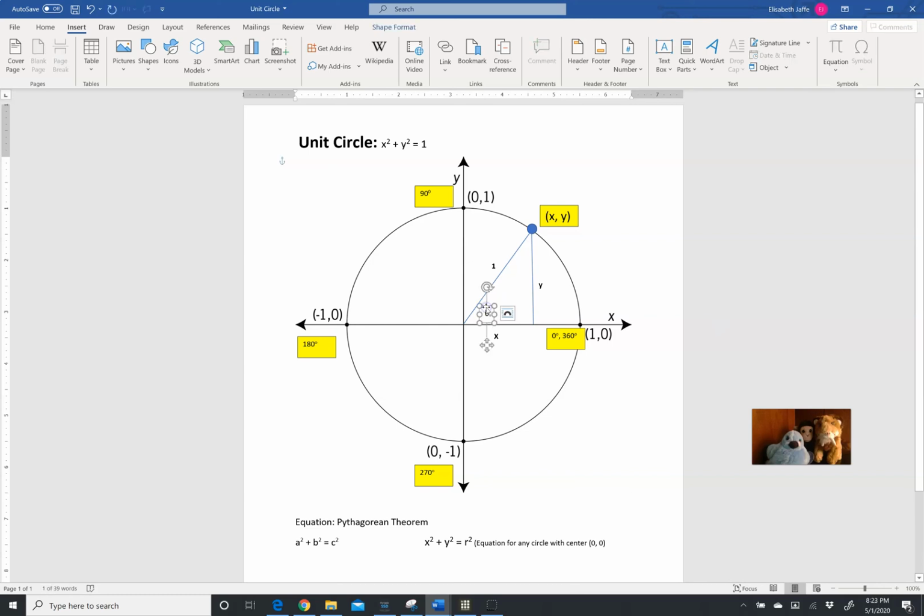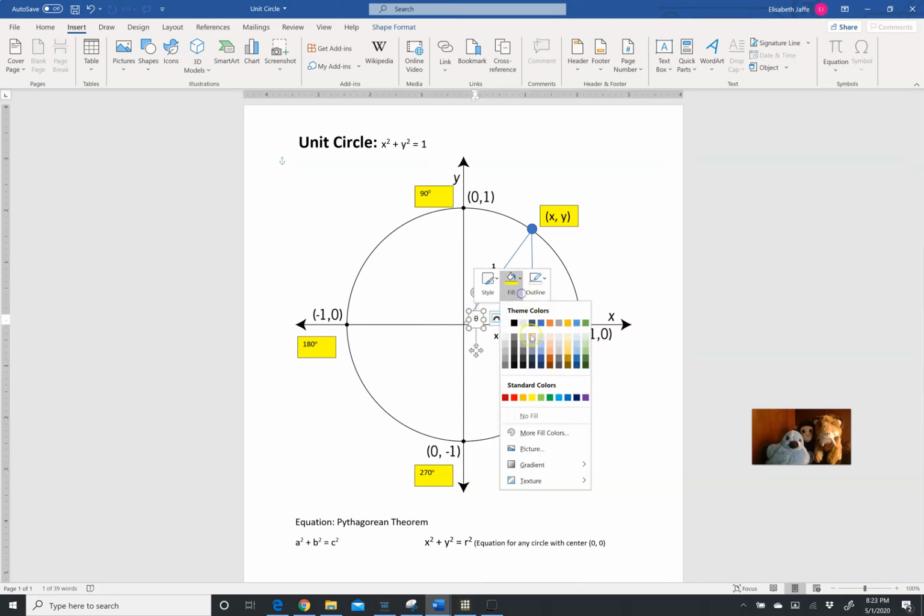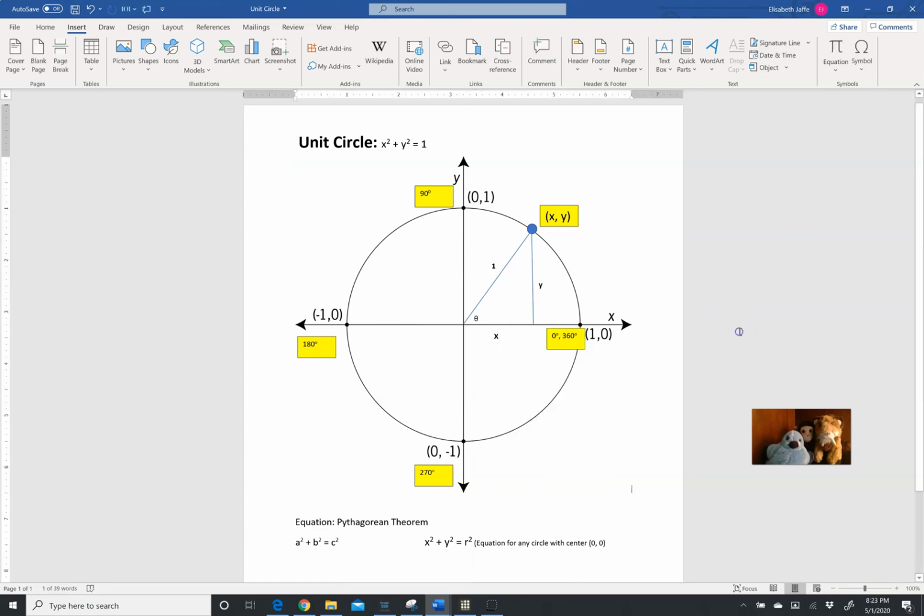Okay, so this angle right here is theta. And we're going to be working with this a tremendous amount. So again, we have quadrant 1, quadrant 2, quadrant 3, quadrant 4. We travel around the unit circle in a counterclockwise direction. Okay, always counterclockwise. So when we start over here, this is 0 degrees.